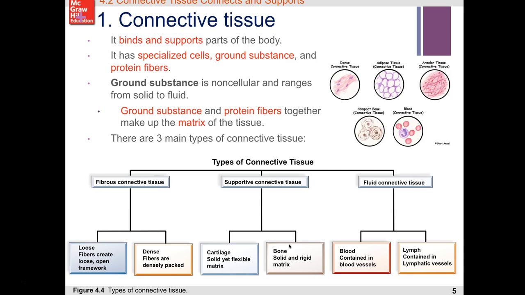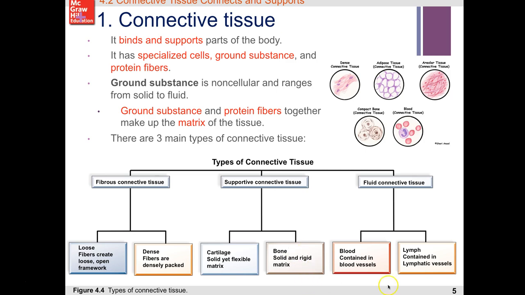So connective tissue within it has some specialized cells. Specifically, we'll be looking at some fibroblasts. Those are cells within our connective tissue. We'll have ground substance, which I always kind of say is in the background of the connective tissue. We don't have cells that are a part of our ground substance. It could be anywhere from a solid to a fluid-like substance. And then we also have some protein fibers as well.